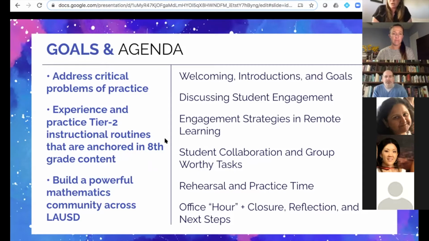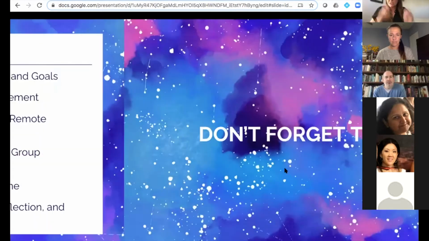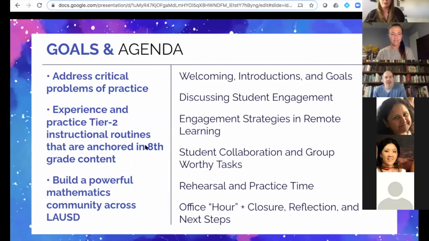And then we really wanted to build in some time for you to rehearse and practice some of these things. So we will have time dedicated towards the end of the session to explore some resources and have some support in actually planning something to take to your classrooms next week, hopefully. One more thing is at the end of the session, we'll have an office hour, which is about 15 minutes, just to be here to support and answer questions. So that's at the end of the session.